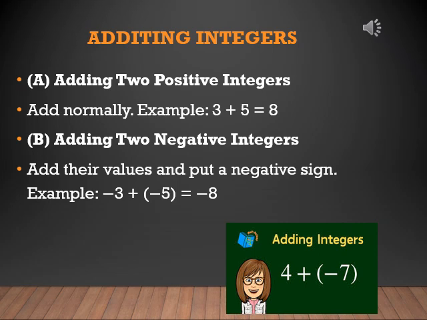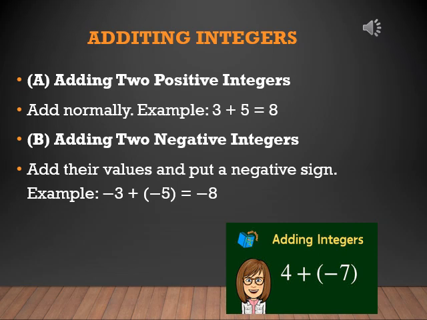Adding two positive integers. Positive integers means numbers greater than 0. When we add two positive integers, we simply add them normally and the answer is also positive. For example, 3 plus 4 is equal to 7. 6 plus 5 is equal to 11. Positive plus positive is equal to add and the answer remains positive. 5 marks gained plus 3 marks gained is equal to 8 marks gained.